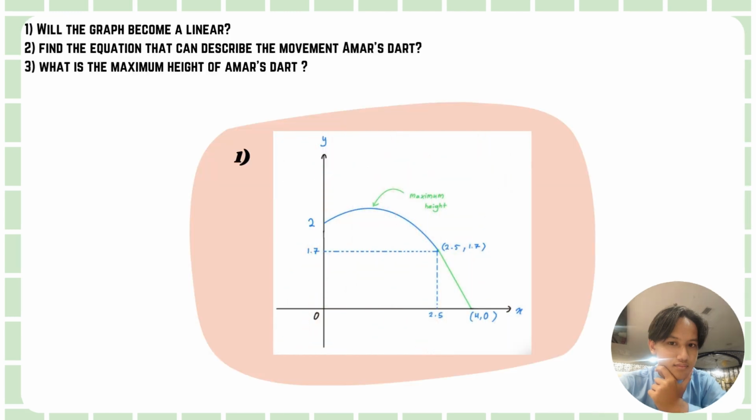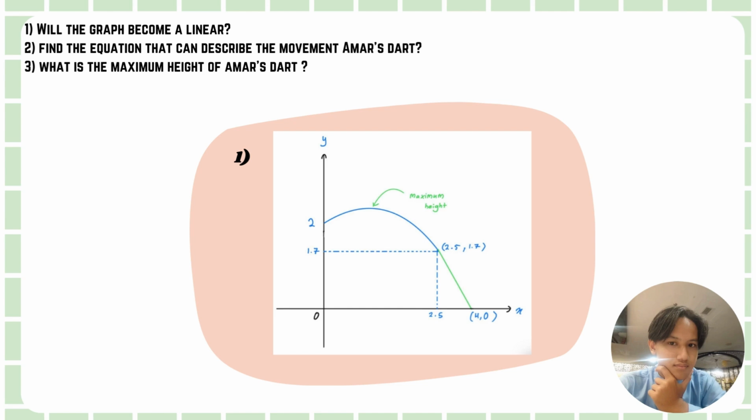For the first question, this is the graph that we've got from all the information that we have. The blue line describes the movement of the dart. The graph intersects the y-axis at 2 because of the height of the dartboard. One coordinate that we have here is (2.5, 1.7). 2.5 on the x-axis is because the distance between Amar and the dartboard is 2.5 meters. 1.7 on the y-axis is because the dart starts to move in mid-air 1.7 meters from the ground.